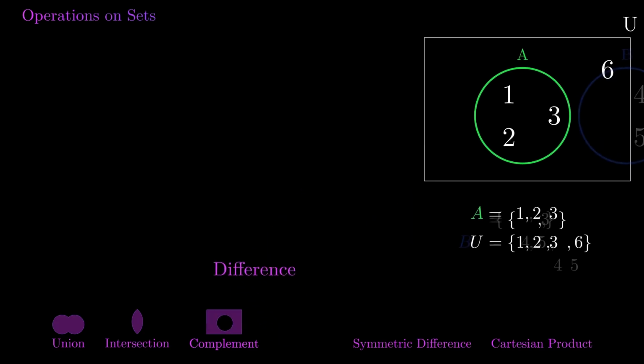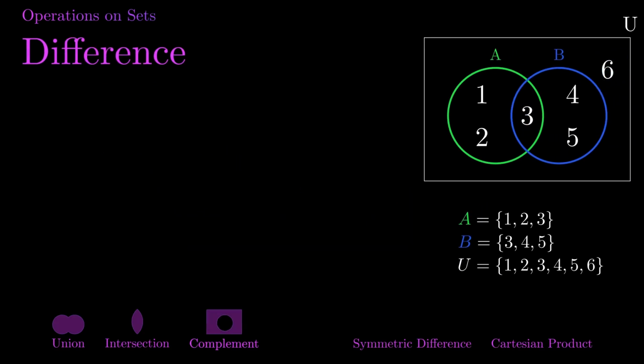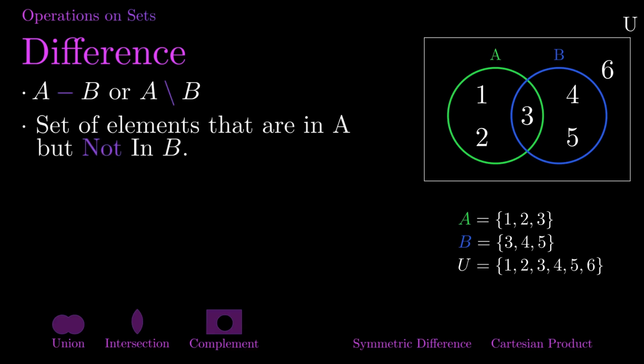Fourth, difference. This is written just like subtraction, A minus B. This means exactly what you think it means. A take away B. The result is the set of all elements that are in A but not in B. You start with everything in A, and then you remove anything that B can also claim. Visually, this is the crescent moon shape of A.